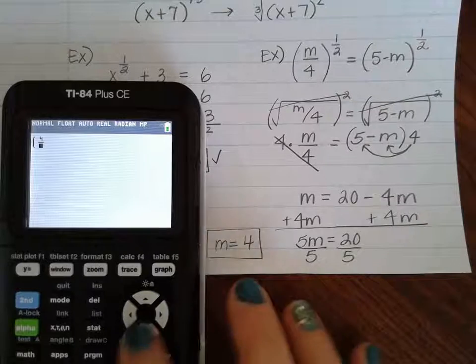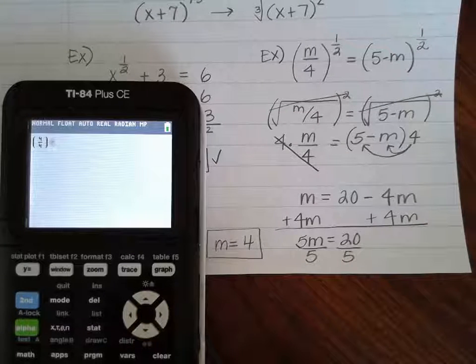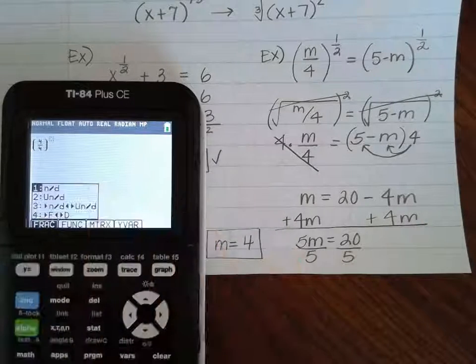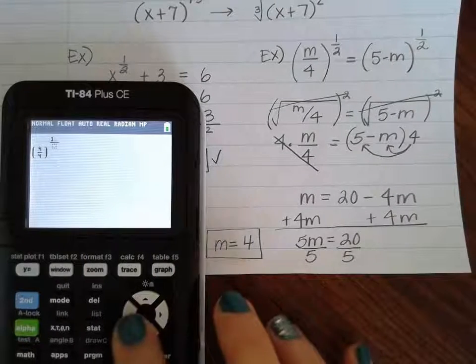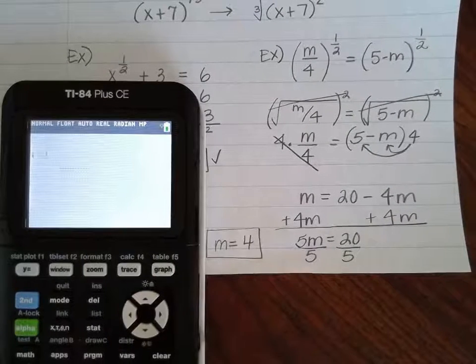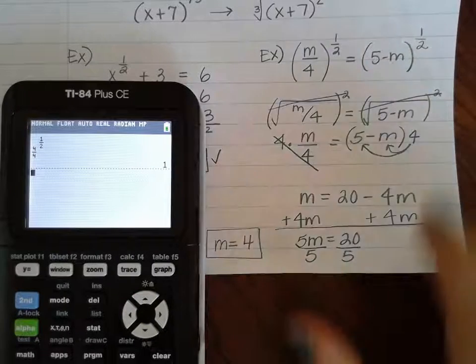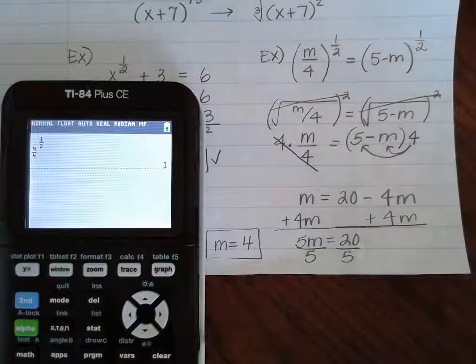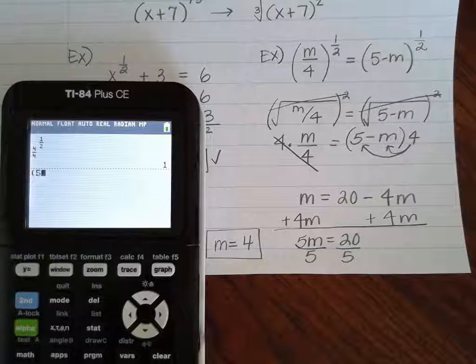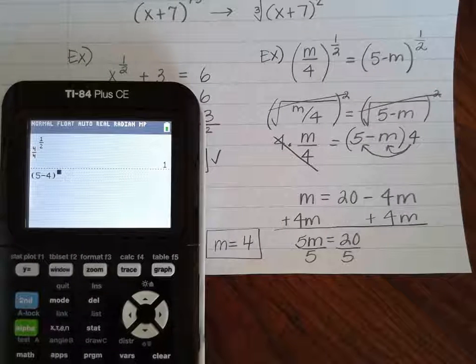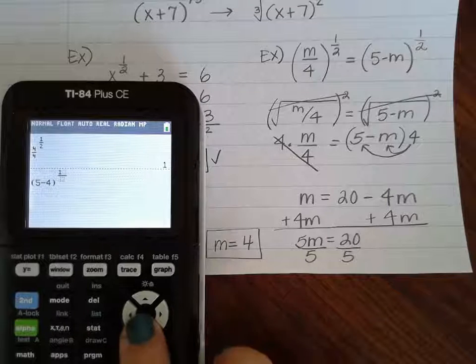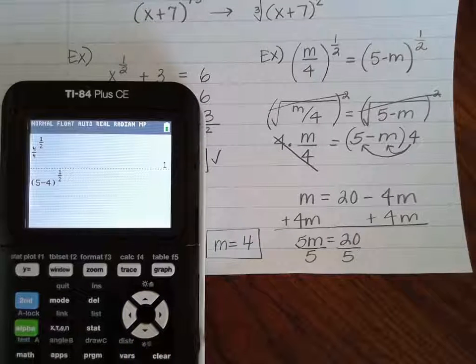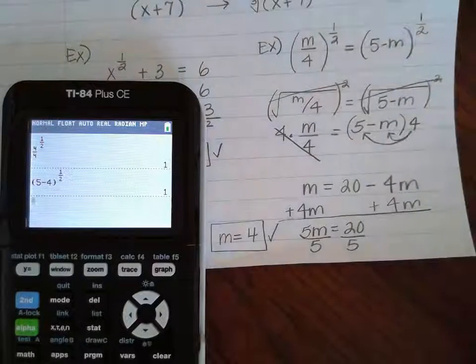It'd be 4 over 4, raised to the 1/2 equals... 1 over 2, and for that, you're going to get 1. Now we're going to put it over in the other side of the equation. So that will be 5 minus 4, raised to the 1/2, equals 1 over 2. And we get 1 on both sides. So this is a good answer.